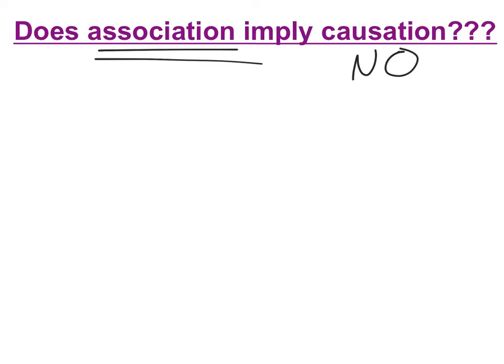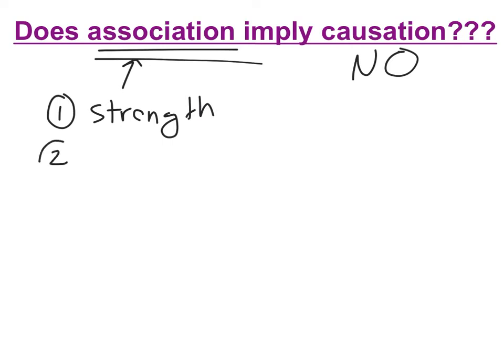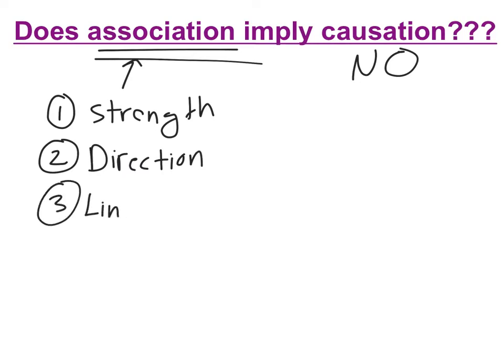And it gets tempting. The reason I want to talk about it is, we talked about things we describe with an association. This goes back to the McDonald's problem, where I said 1 is strength: weak, moderate, strong. 2 is direction. And 3 is linear or nonlinear.